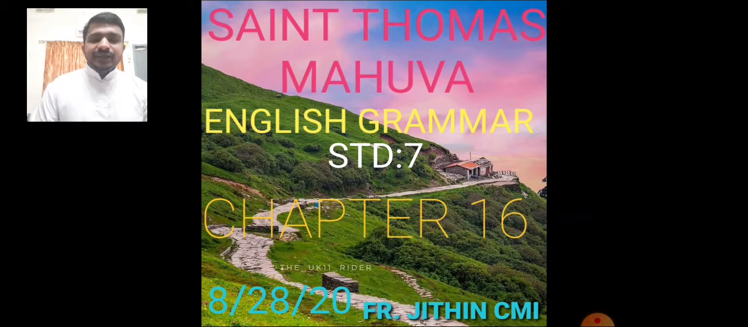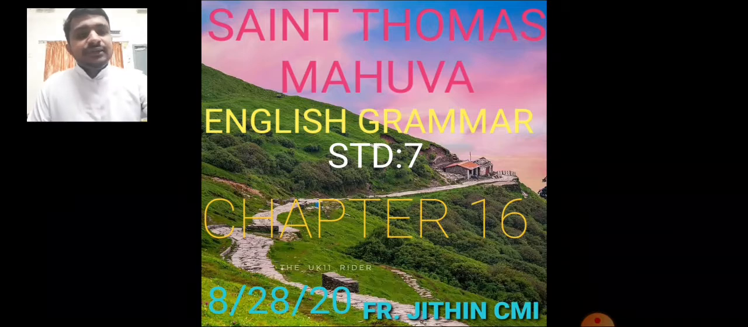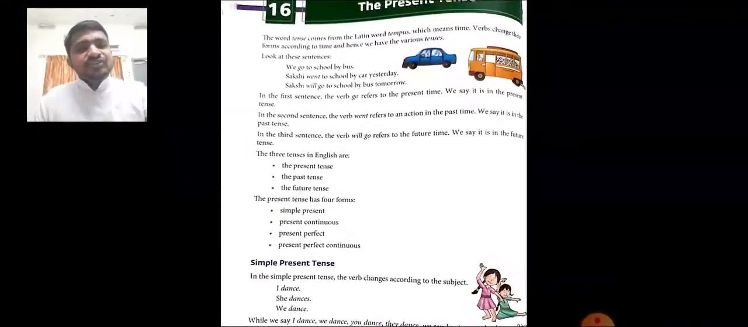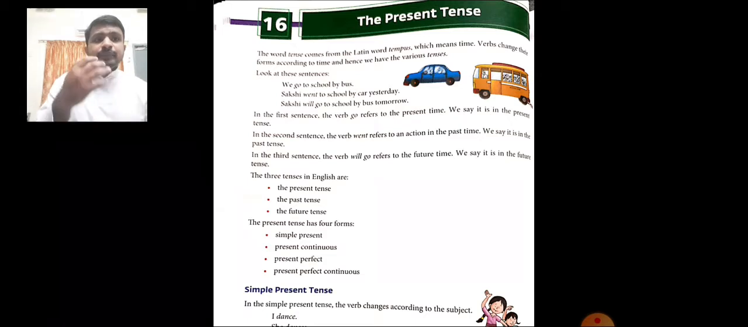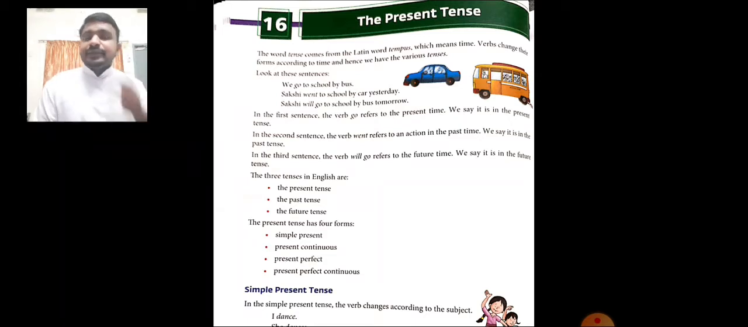Today we are moving to chapter number 16, and this chapter is called the present tense. In this chapter we are going to see about the four forms of present tense. And before that we shall say what do you mean by tense. Tense means time, and it comes from a Latin word called tempus.